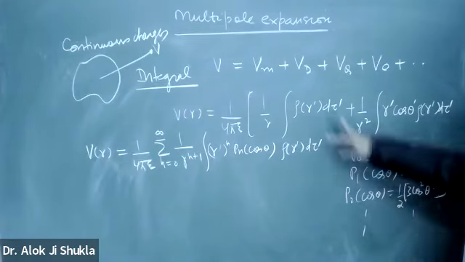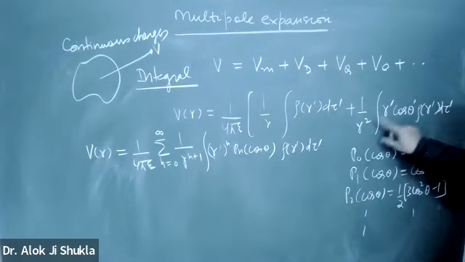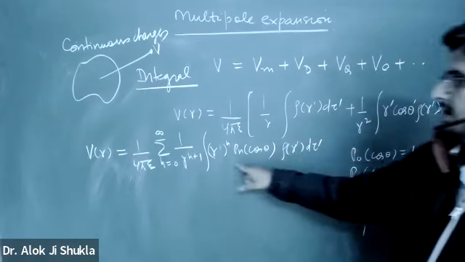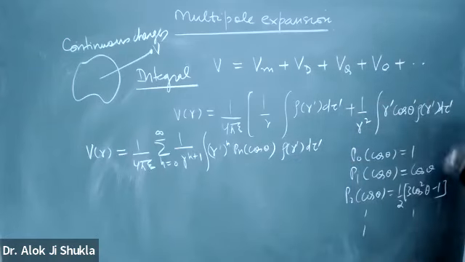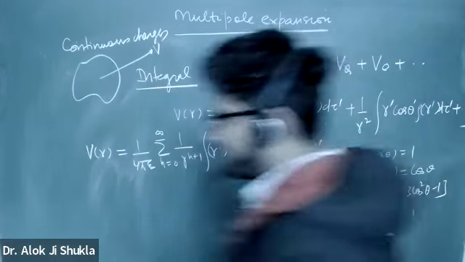So if this is alive, the dependence will be 1 by r. If this is 0 and this is alive, then the dependence will be 1 by r square. If this is 0, this is 0, and this is alive, then the dependence will be 1 by r cube. The next term, I have erased. Okay? And is it clear to everyone up to here?